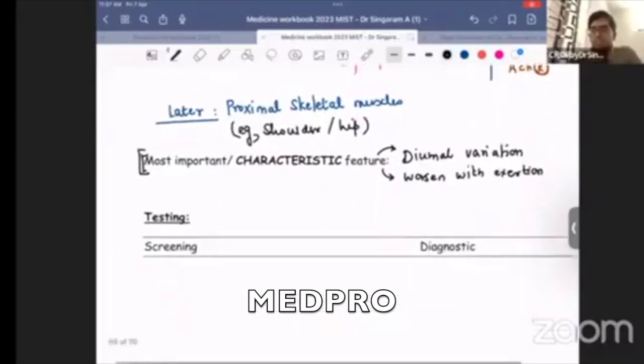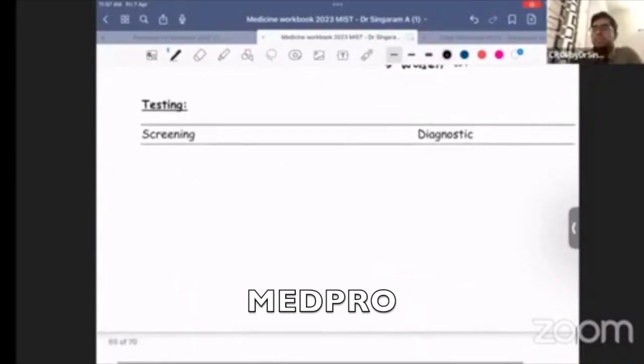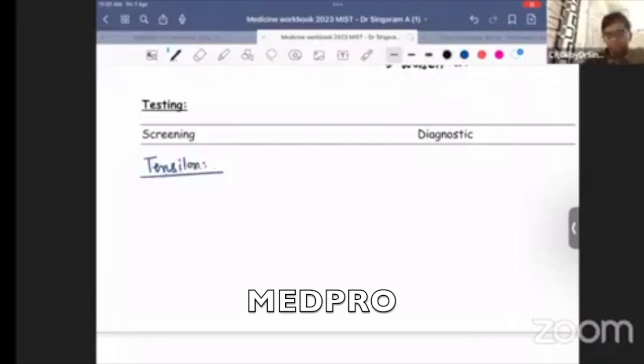Okay, so that is about the characteristic features of this particular myasthenia gravis. Now we move to the testing. How do you test this patient for the possibility of myasthenia gravis? There are two things: screening test and diagnostic test. First, we will talk about the screening test.